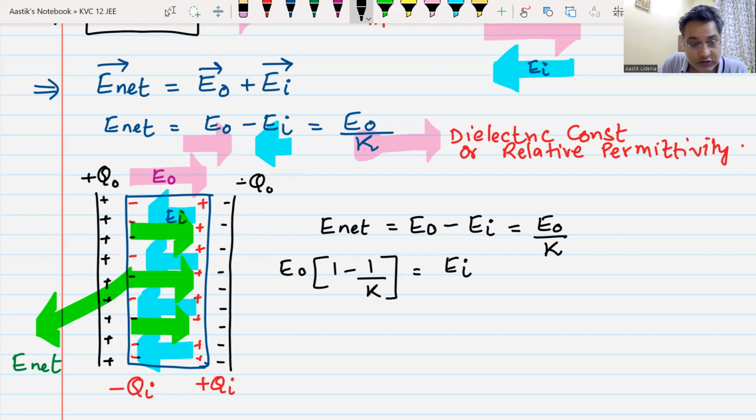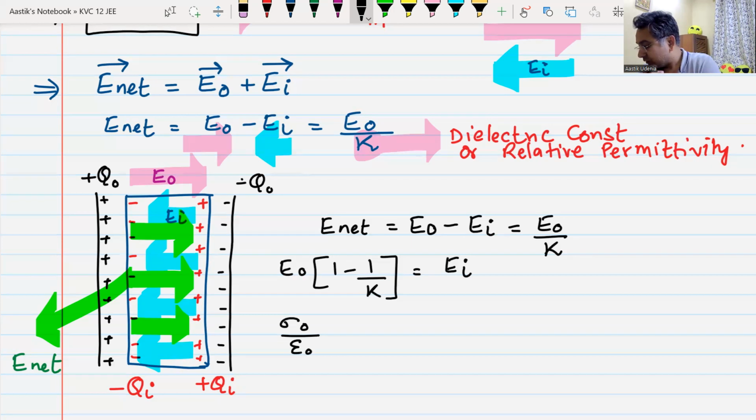I'm taking a lot of time to write this just because I want you to understand this once and for all. So far, so good? Now, this E naught, if you remember from the capacitor, can be written as sigma naught by epsilon naught. Electric field inside the capacitor, sigma by epsilon naught.